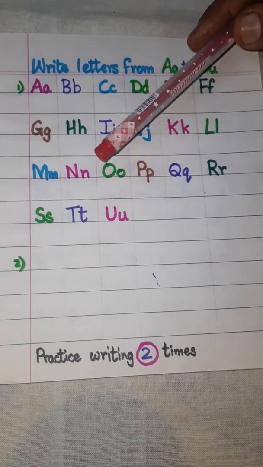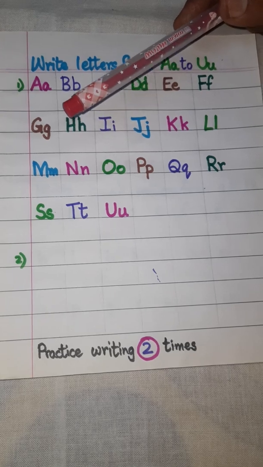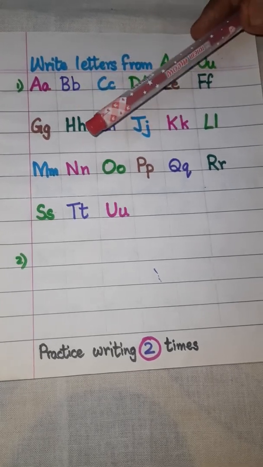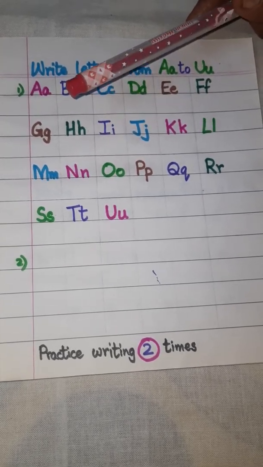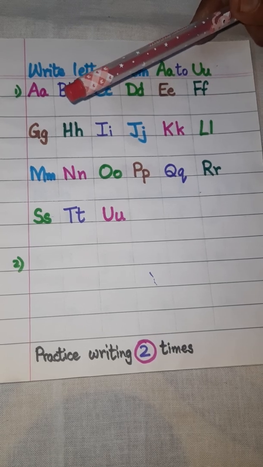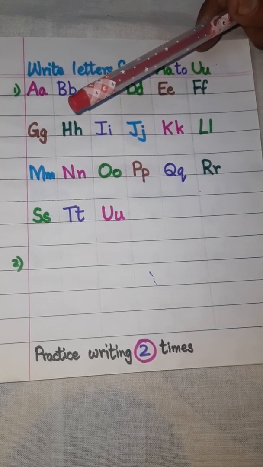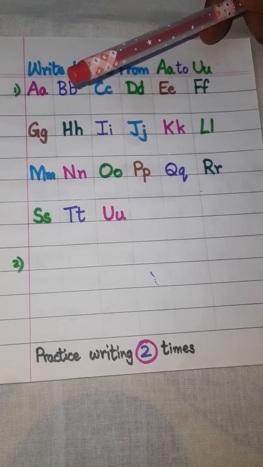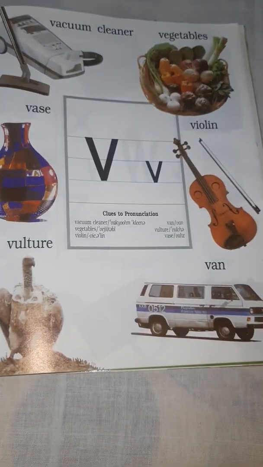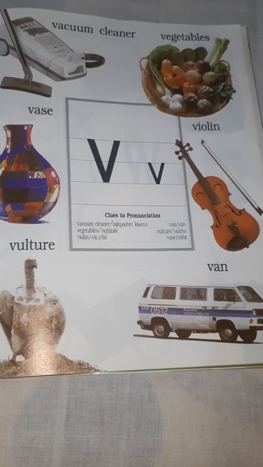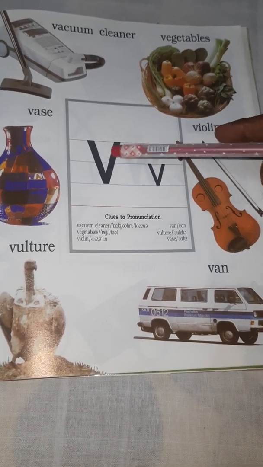So we have learnt the letters from A to U both in capital and small to write as well as to identify. Hope you are perfect in writing the letters from A to U children. Now let's go to our today's class. Our today's letter is V.